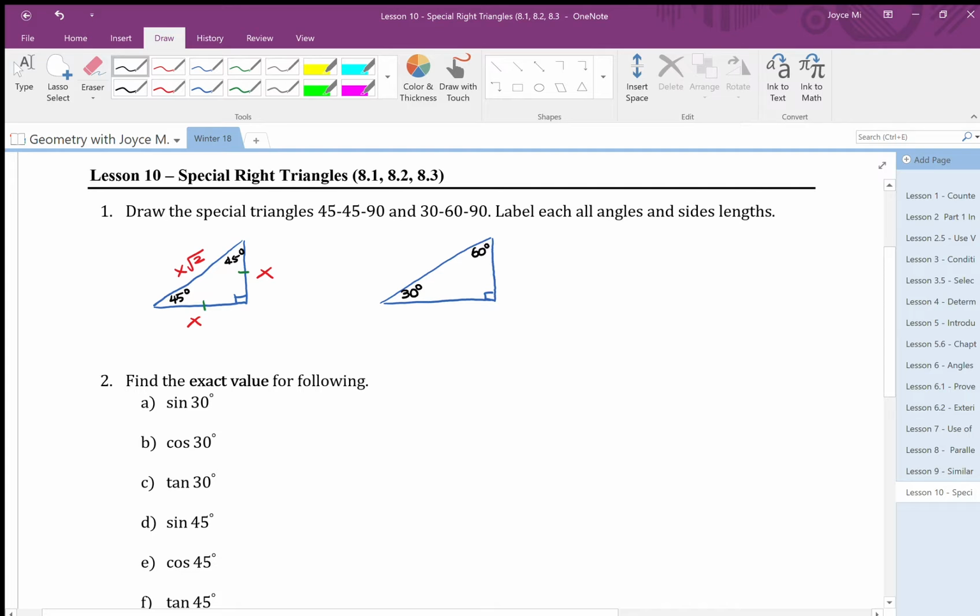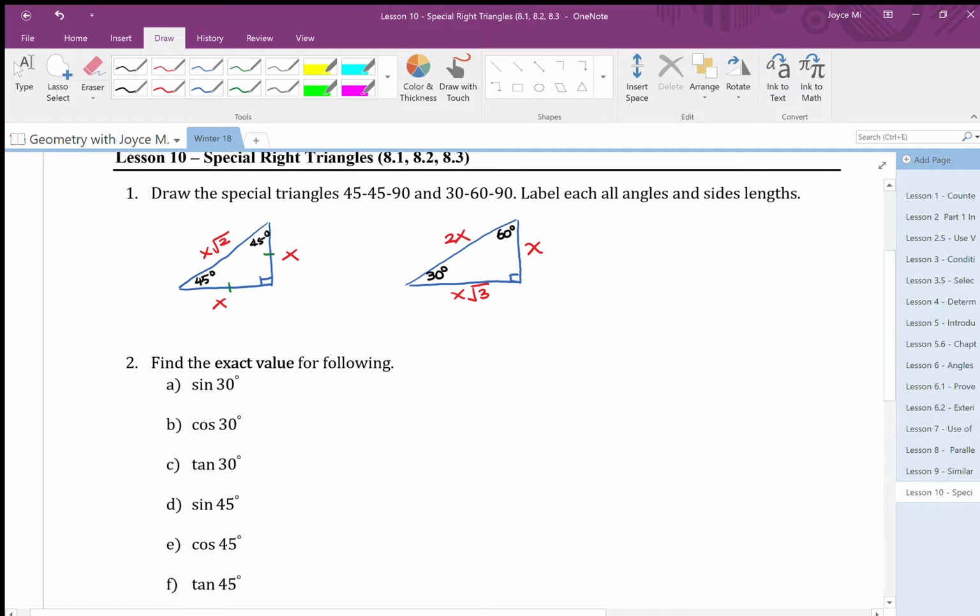We'll say in a 30, 60, 90 triangle, the shortest side is the side that crosses from the 30-degree angle. Notice that this is the smallest angle, so therefore this must be the shortest side. So this side is my x. The other leg is x square root 3. The hypotenuse is 2x. Okay, so that is the size of the triangle with the corresponding length ratio.